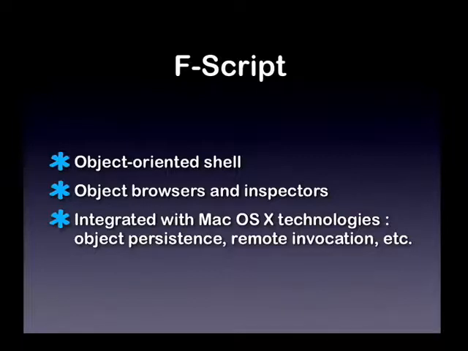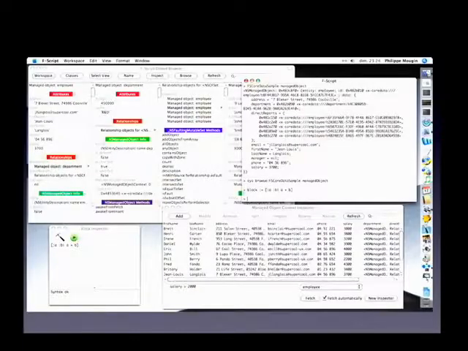So FScript provides an object-oriented shell that I'm going to show you. It has various object browsers and inspectors, and it is completely integrated with Mac OS X technologies, such as object persistence, remote invocation, and so on. Here is a screenshot of a typical FScript session. So you see the object browser here, the object shell here, various inspectors.